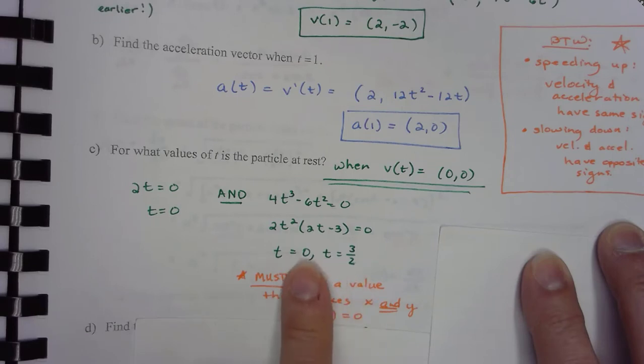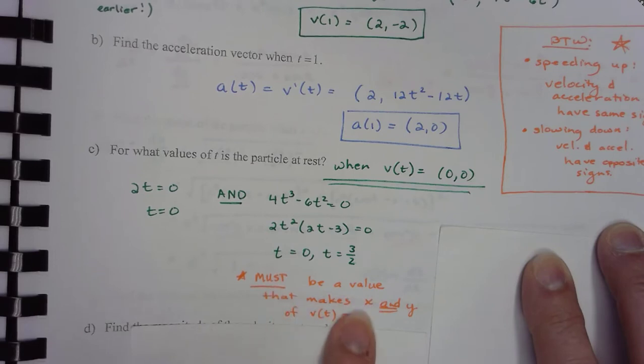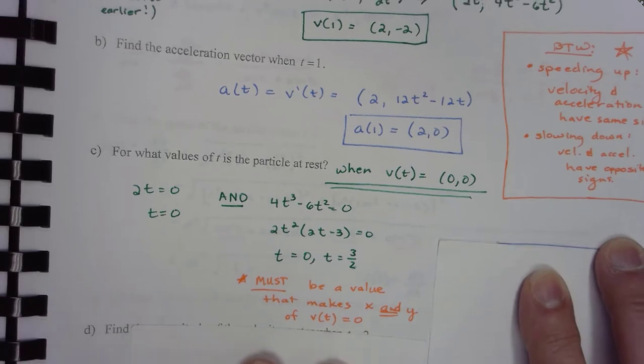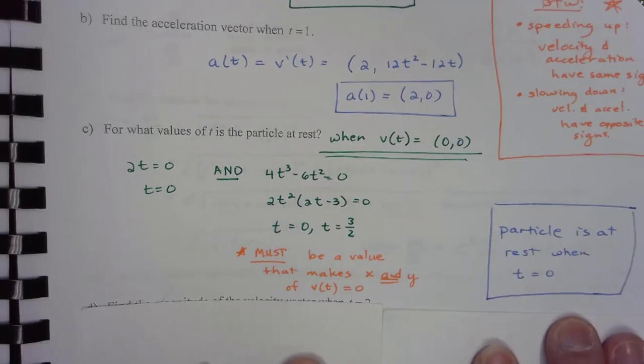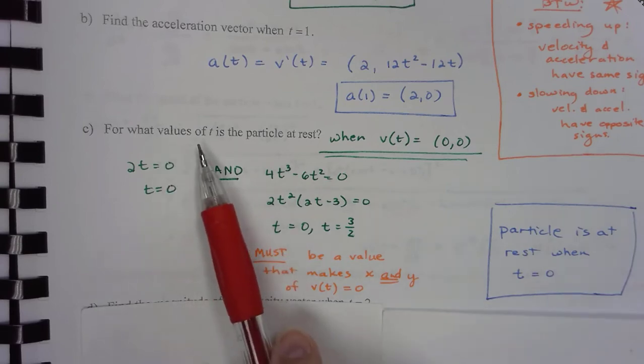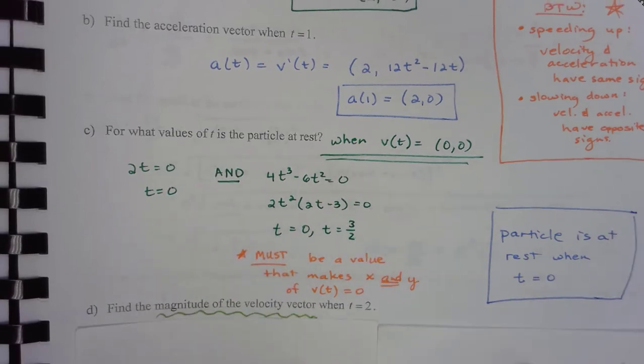I have two values for dy/dt being 0. The value I choose must be a value that makes both the x and the y of your velocity vector 0. And then we're going to answer the question. Your particle is at rest when t equals 0. It does ask for what value of t.